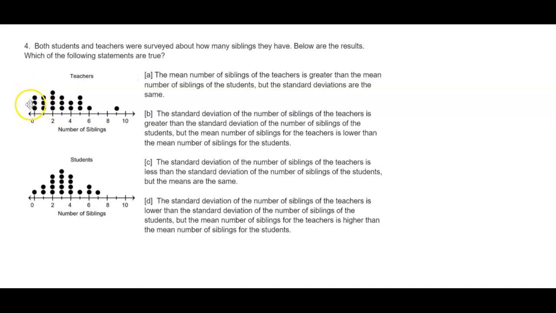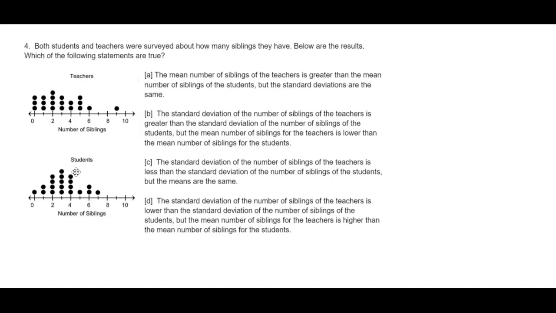Now, just to make sure we remember the dot plots, if I have 3 dots above 0, that means 3 teachers said they had 0 siblings. If I have 3 dots over 1, that means 3 teachers said they have 1 sibling. So in this case, you're comparing the standard deviation and the mean for these two groups, which means we're going to have to calculate that. Doing this by hand would be a little time consuming, so we're going to use our lists in the calculator again and go to the stat menu and calculate those one variable statistics, to define our mean and our standard deviation.